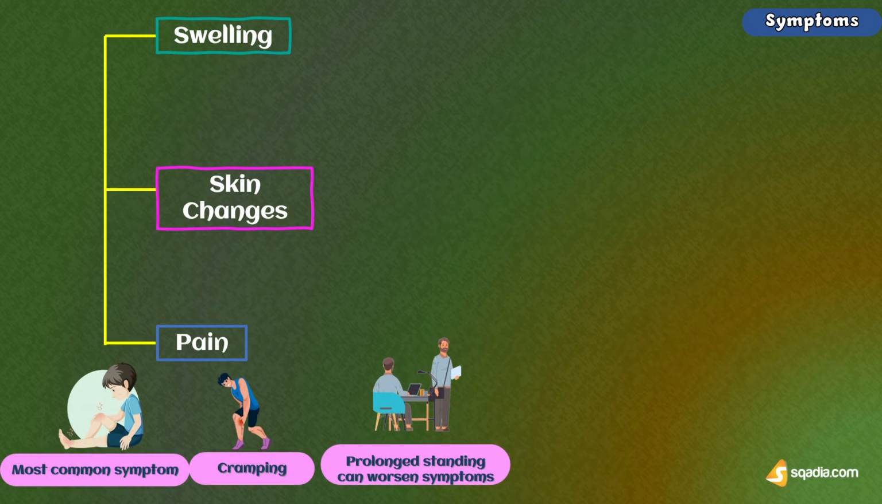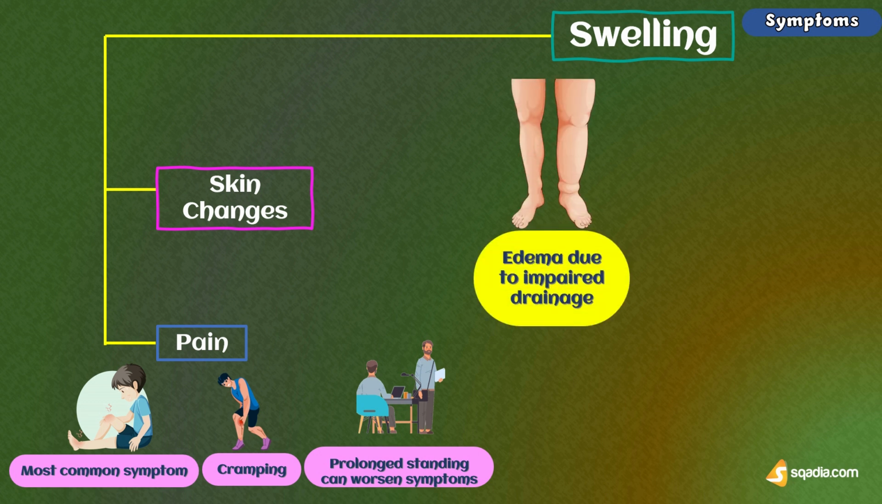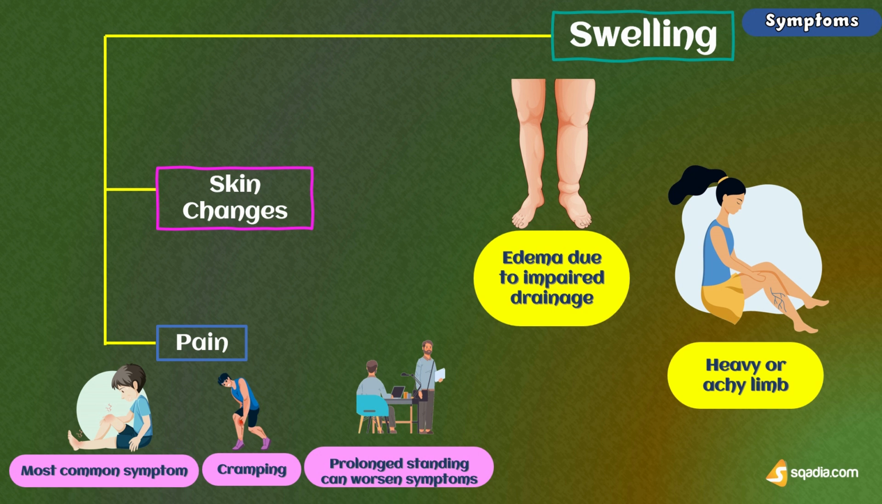Swelling or edema in the affected limb is another common symptom of a lower limb blood clot. The swelling may be visible, and the affected limb may feel heavy or achy. Patients may notice that their shoes or clothing feel tighter than usual.